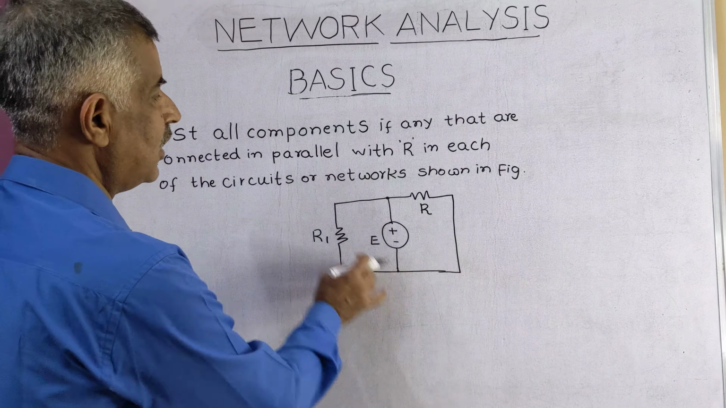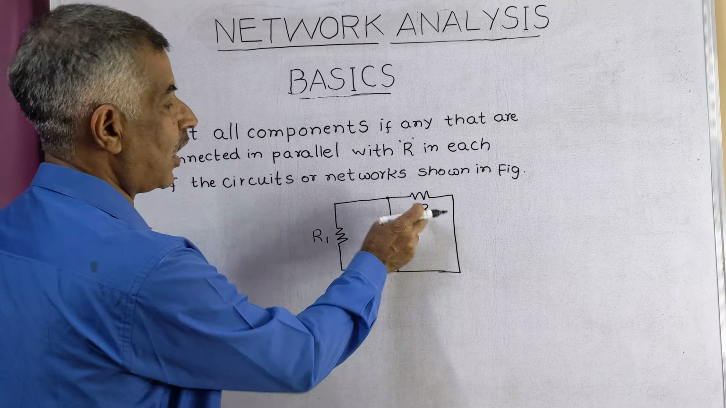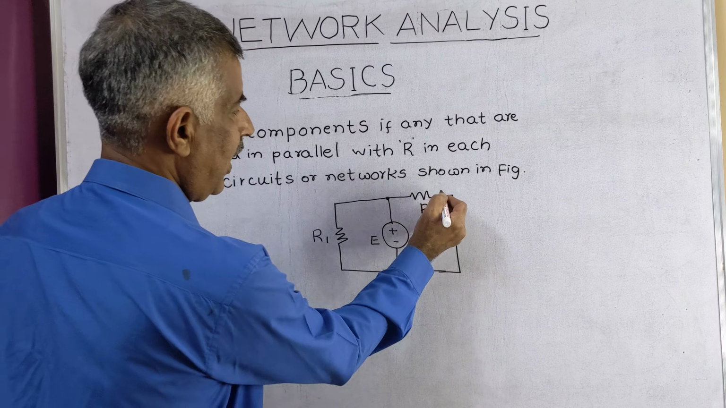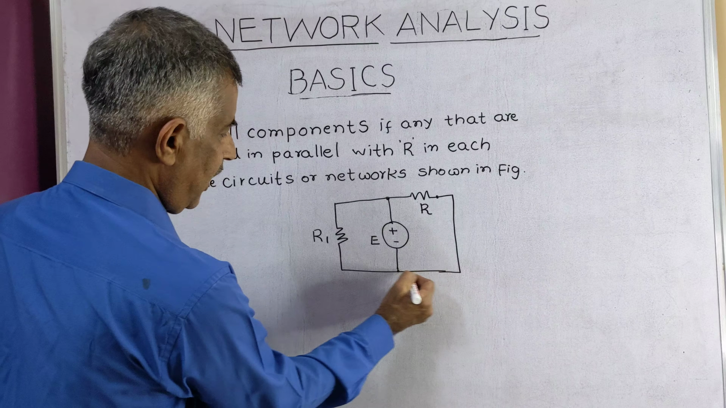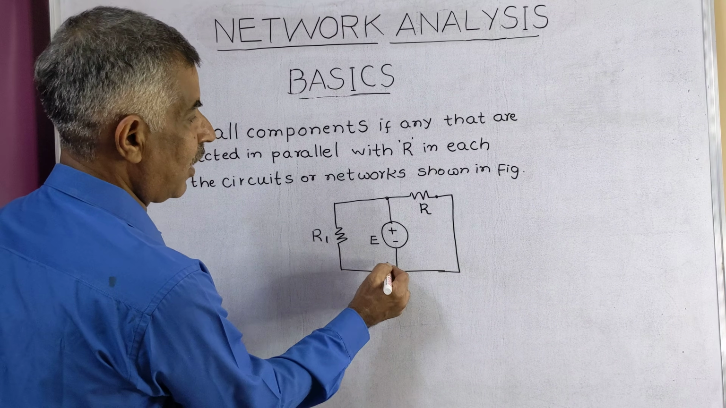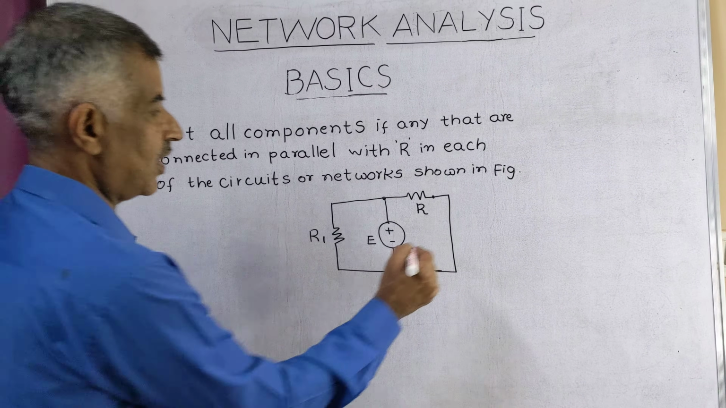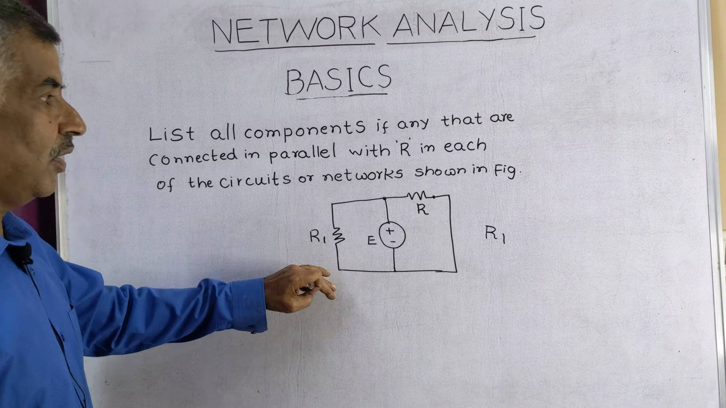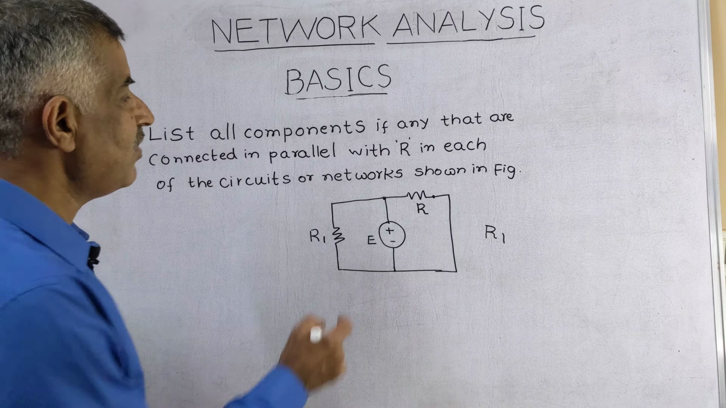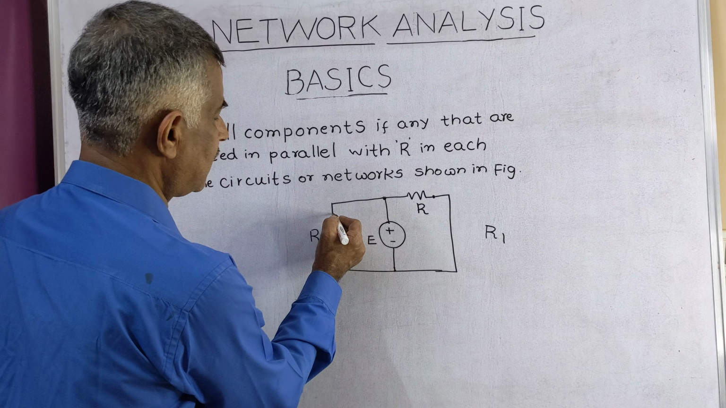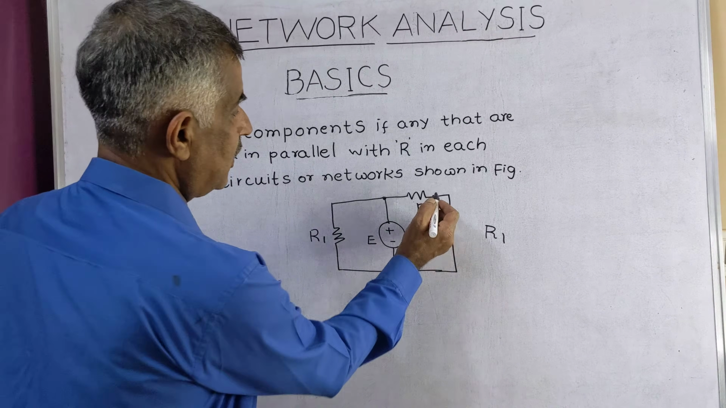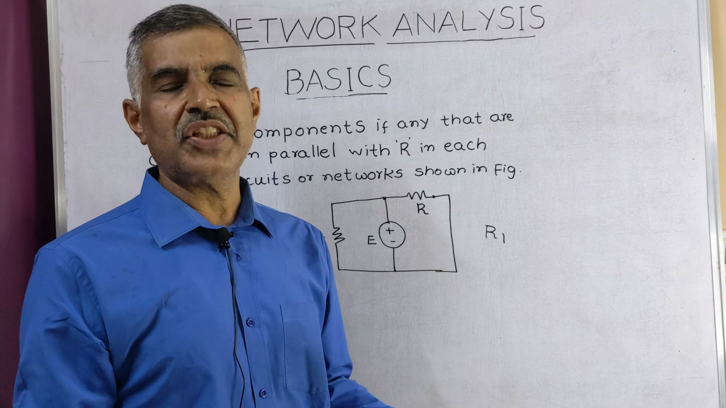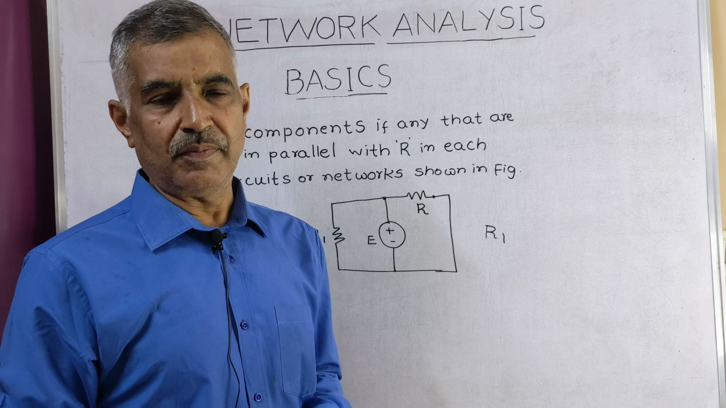Now here in this circuit R1 is in parallel with R. The reason is this end is common to R1 and R, and this end is also common to R and R1. Therefore, the answer for this is R1. By writing R1 here, still it is in parallel with R. The reason is this end of R, this end of R1 common. This end of R, this end of R1, they are common. So both the ends are common, hence it is parallel connection.